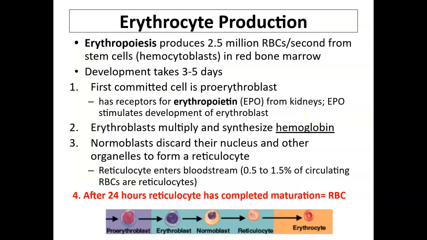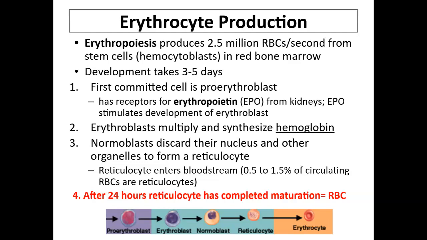Erythropoiesis is the term that specifically refers to the production of red blood cells, RBCs. There are 2.5 million RBCs produced per second. The production site is in bone marrow, and their development takes up to 5 days. Erythropoietin, which is produced by the kidneys, is the messenger that stimulates RBC production. The proerythroblast turns into the erythroblast.